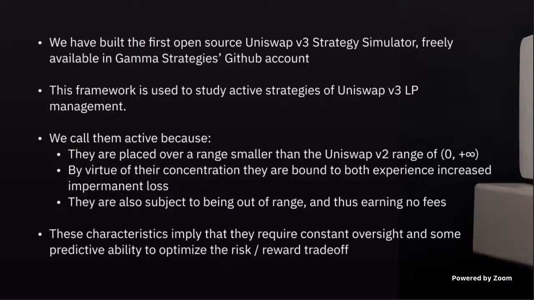It's important to note that we call these active strategies because they're placed over a smaller range than the Uniswap v2 range of 0 to infinity. And by virtue of their concentration, they are exposed to more risk of impermanent loss, and to being out of range if the price moves beyond the limit. And when you're out of range, you don't earn any fees, and so your capital is deployed without returning any yield. And so these characteristics imply that they require constant oversight and some predictability in order to optimize the risk-reward trade-off, and that's what Gamma Strategies focuses on.